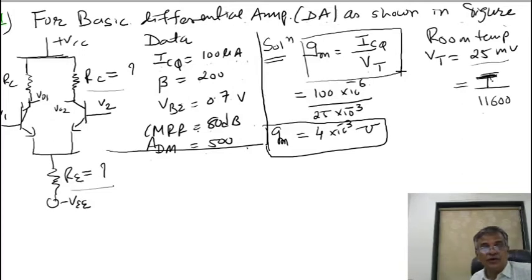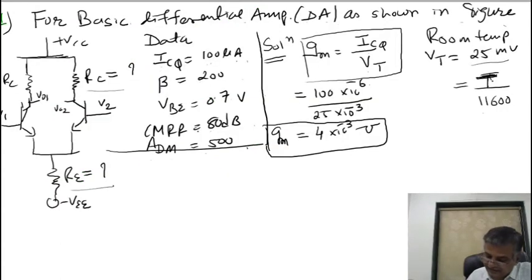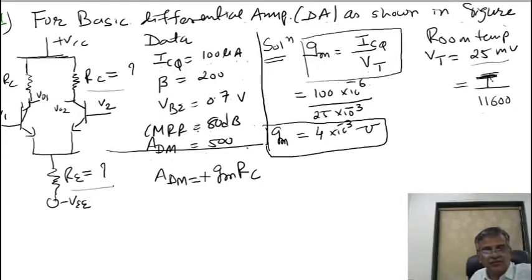Now second, I have to find the value of RC. Already I just showed you the equation. So ADM is Gm into Rc. I am writing ADM is equal to Gm into Rc. Do not put the minus sign. Minus sign is for the phase, you know this. So they have given how much? 500. And this is how much? 4 into 10 raised to minus 3.